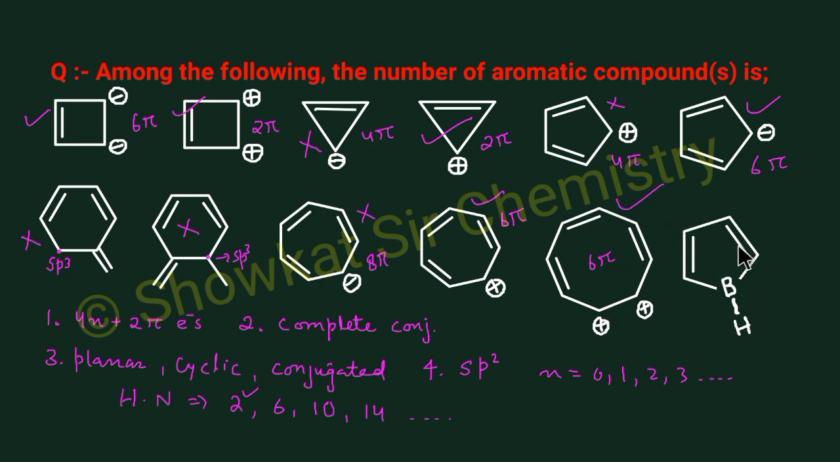Then this one, 2 and 2, 4. There isn't any lone pair on this boron, right? Because boron has only 3 valence electrons and it has shared those 3 valence electrons. So it has only 4 pi electrons, so it cannot be aromatic. So in total we have 1, 2, 3, 4, 5 and 6. So the correct answer is that there are 6 aromatic compounds among these molecules.